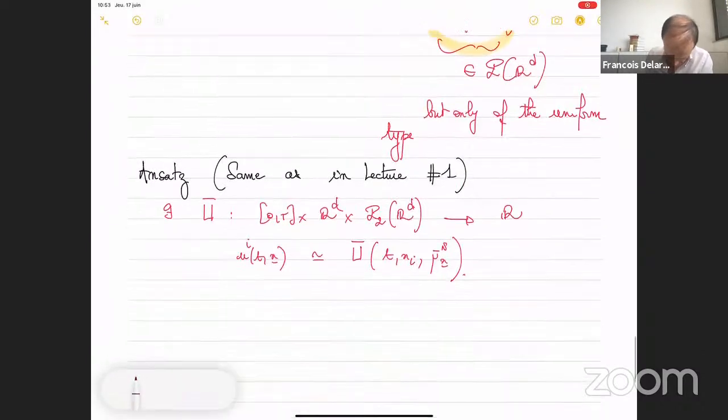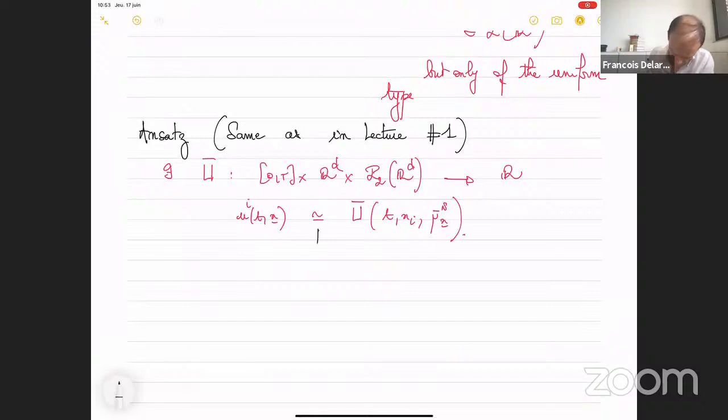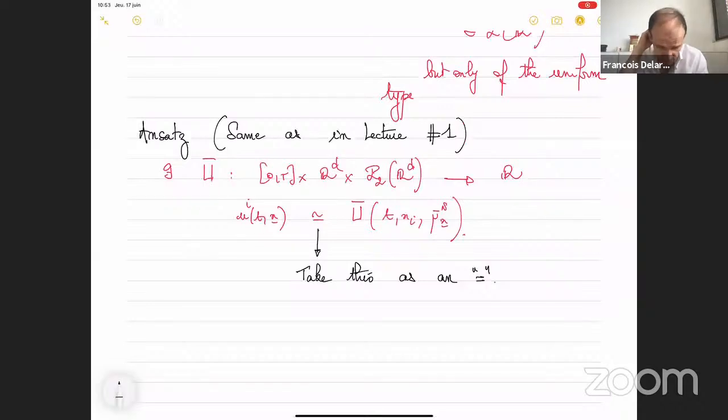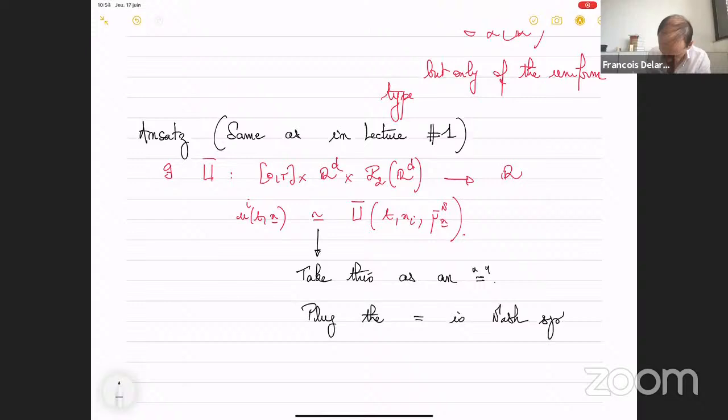Okay, let me do this. And now take this, just to explain to you, as an equality. This is not true, but this is just to understand how things are going on in this story. What I'm going to do is plug the equality into the Nash system and see what it gives for U bar.